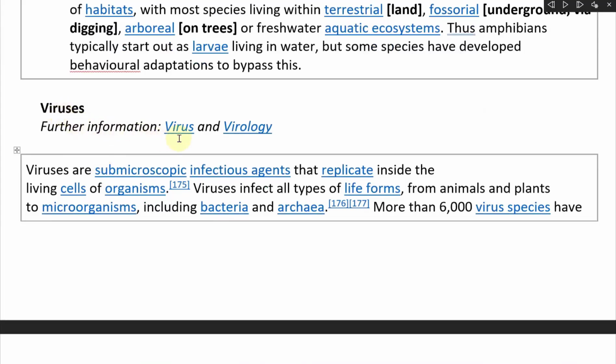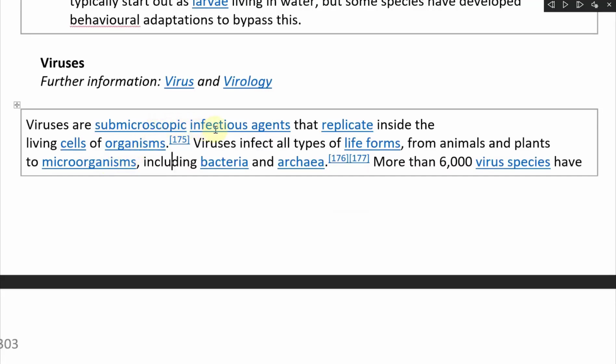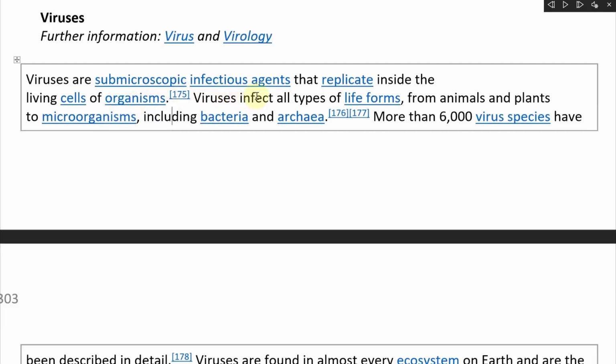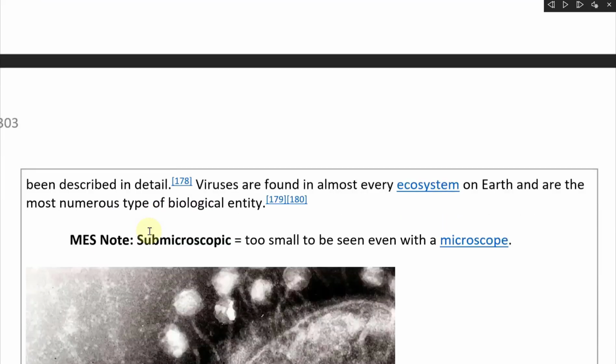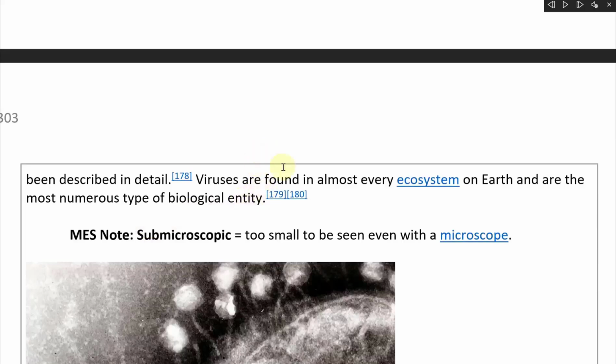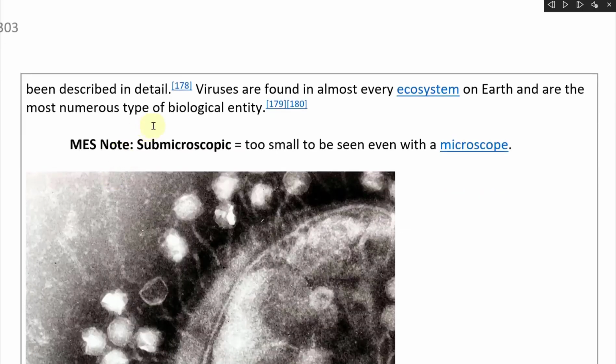Viruses. For further information, you can look at virus and virology. So viruses are submicroscopic infectious agents, below the microscopes, meaning you need something more powerful than just a light microscope. They are infectious agents that replicate inside living cells of organisms. Viruses infect all types of life forms, from animals and plants to microorganisms, including bacteria and archaea. More than 6,000 virus species have been described in detail, and viruses are found in almost every ecosystem on Earth and are the most numerous type of biological entity.